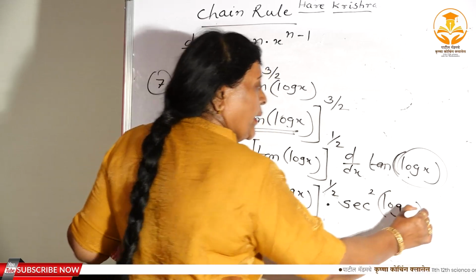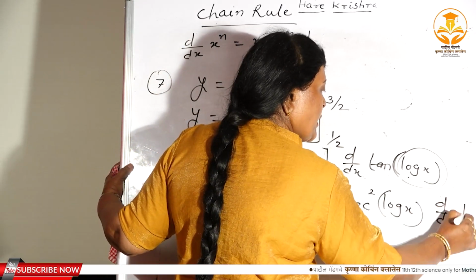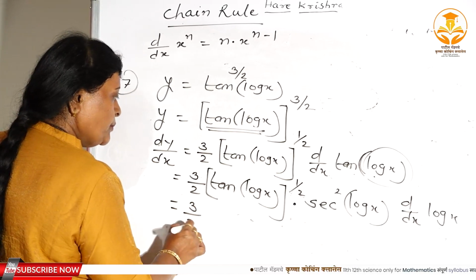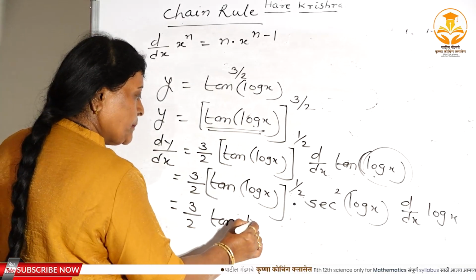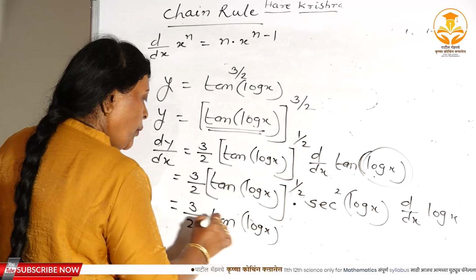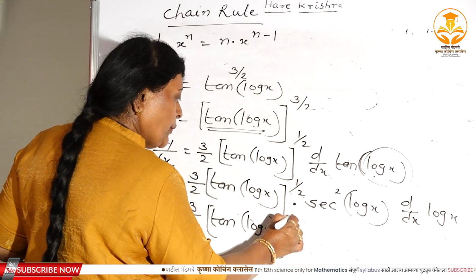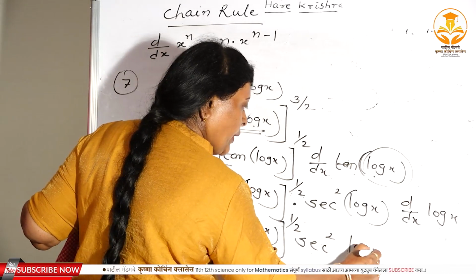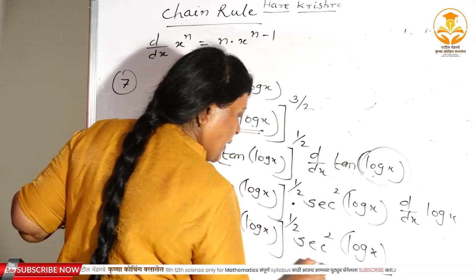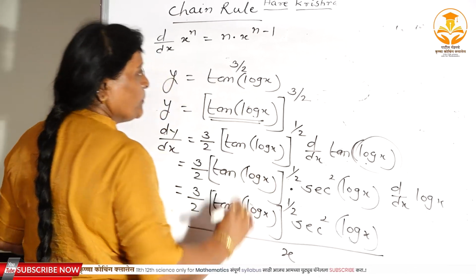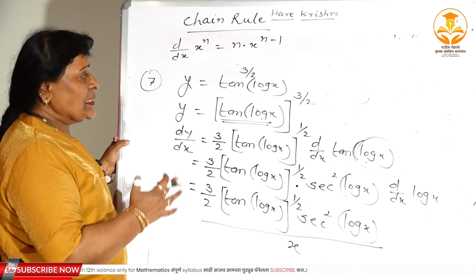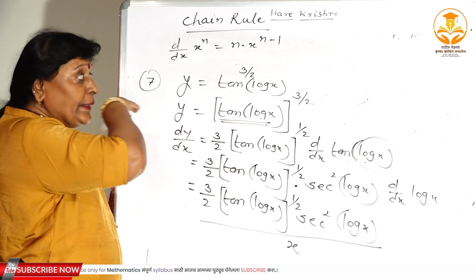Again you have to take d dx of log x, right? Now see here, 3 by 2 tan log x whole raised to power 1 by 2, sec square log x, and what is the derivative of log x? That is 1 by x. In this way you can do such a problem, isn't it? This is about the power formula, and here the chain rule.